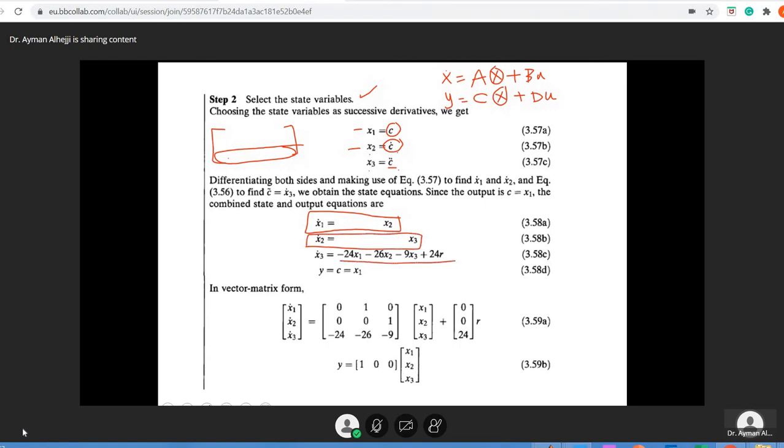x3 dot takes, because this x3 dot, which is C double triple dot. Just consider C triple dot. And Y as output, okay, it takes x1. Now in form, as I told you before, we take from the least. This 24, take the first, 26, and then 9, multiplied by x1, x2, and x3.